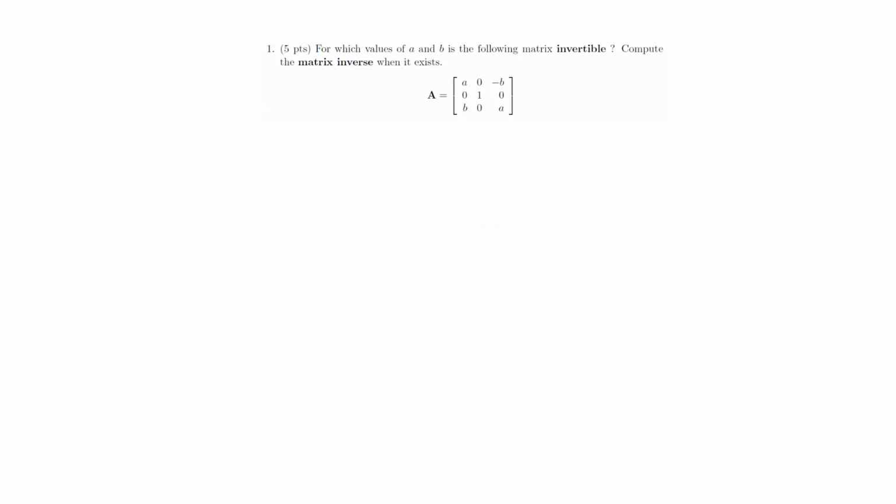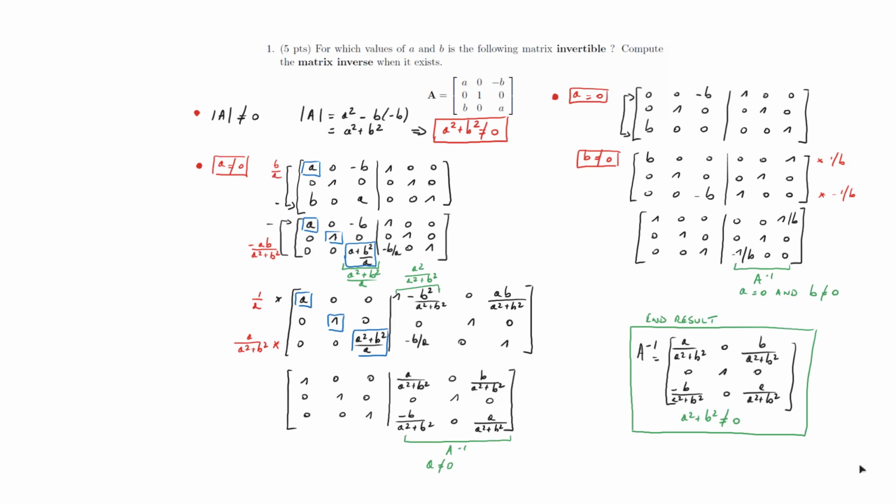So let's go ahead with the first question, in which you have to consider a matrix and find the values of a and b for which this matrix is invertible. For those values of a and b, you have to compute the matrix inverse. It's time to push the pause button. Well, let us have a look at the first question.